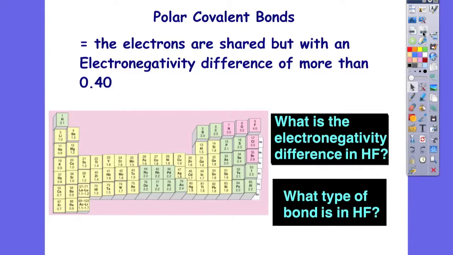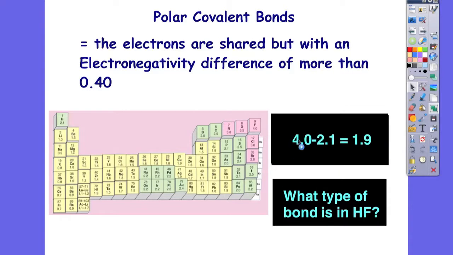When do we have polar covalence? Well, when the difference between them is larger than 0.4. If we're looking at hydrogen fluoride, hydrogen is 2.1, fluorine is 4. Fluorine is the most electronegative element. So 4 minus 2.1 is 1.9. So this is going to be a polar covalent compound. So the bond is going to be a polar bond.